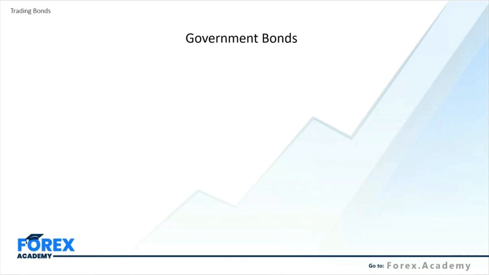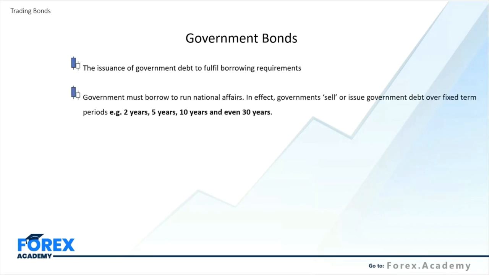So the issuance of government bonds is really no different than corporate bonds. They're looking to fulfill their borrowing requirements, whether they're looking to expand or perhaps do some domestic investment. Governments must borrow to run national affairs. In effect, governments sell or issue government debt over a fixed term.